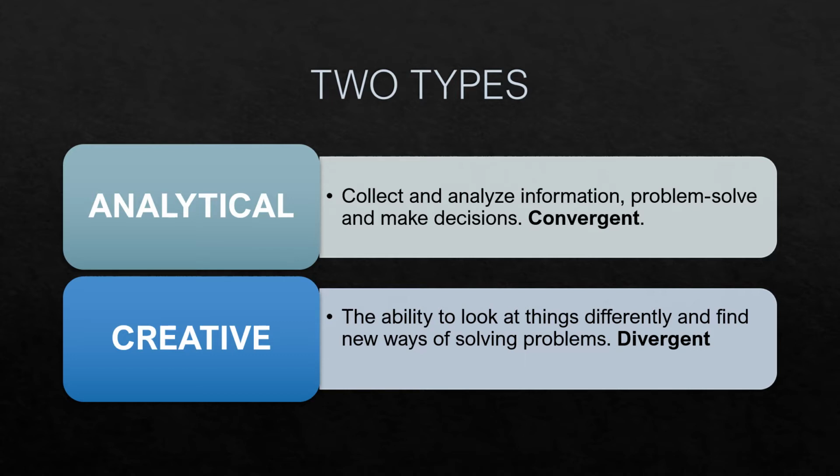And the second type of thinking skills is the creative ones, the ones that I like to say artists use, musicians, painters, architects. And these are the ones that bring the ability to look at things differently and find new ways of solving problems, these unexpected ways that some students come up with, and then we define them as creative thinkers. These type of thinking skills are also called divergent. So analytical being convergent thinking skills, and creative being divergent.